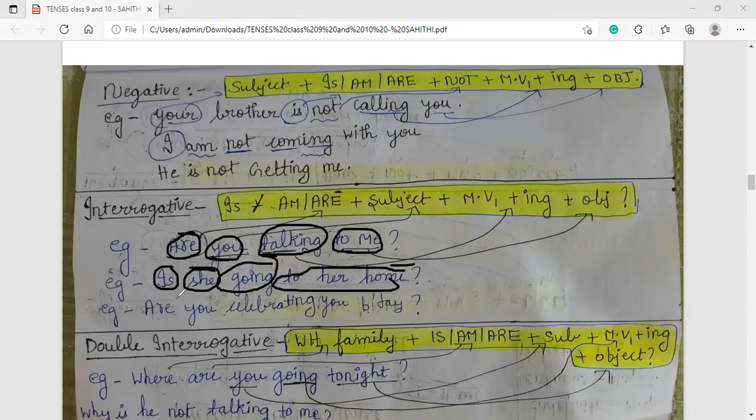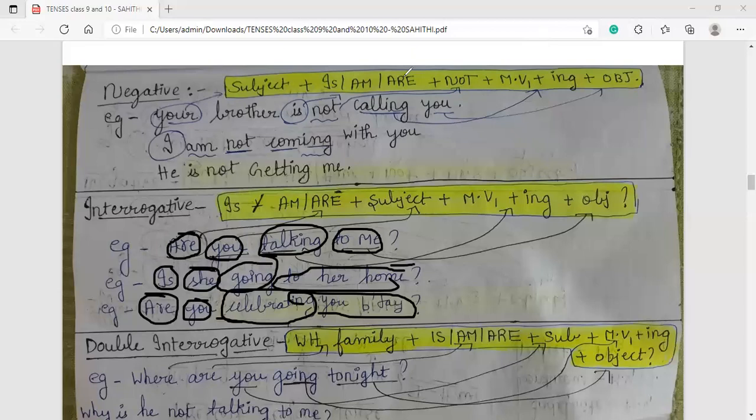Are you celebrating your birthday? Are is the helping verb. You is the subject. Celebrating is the main form of verb plus ing. Your birthday is the object. Okay, interrogative.